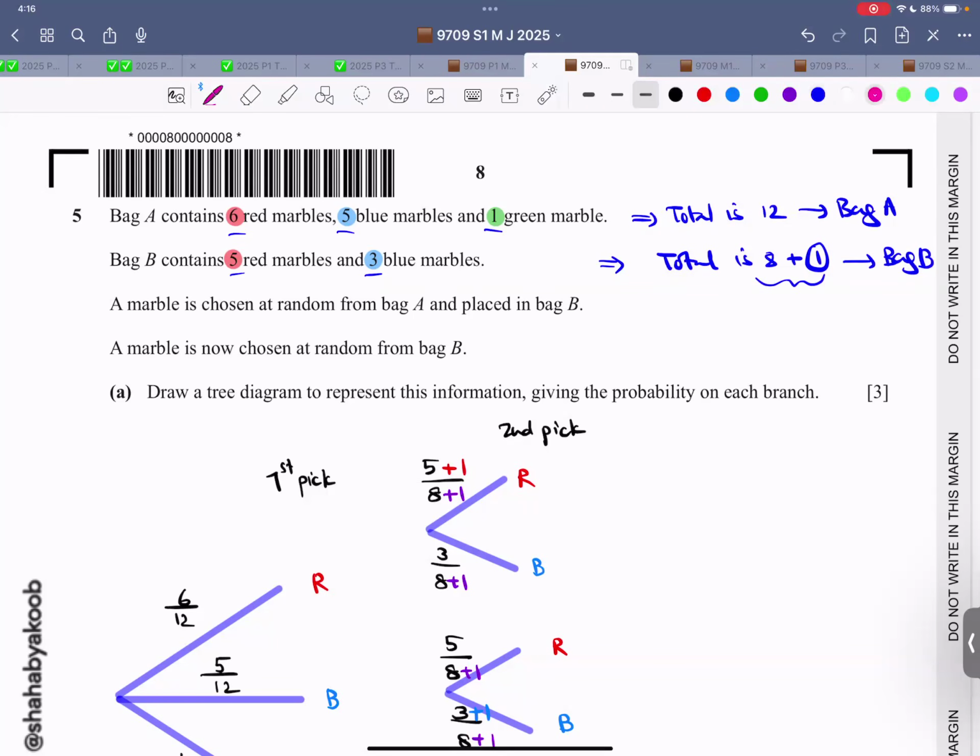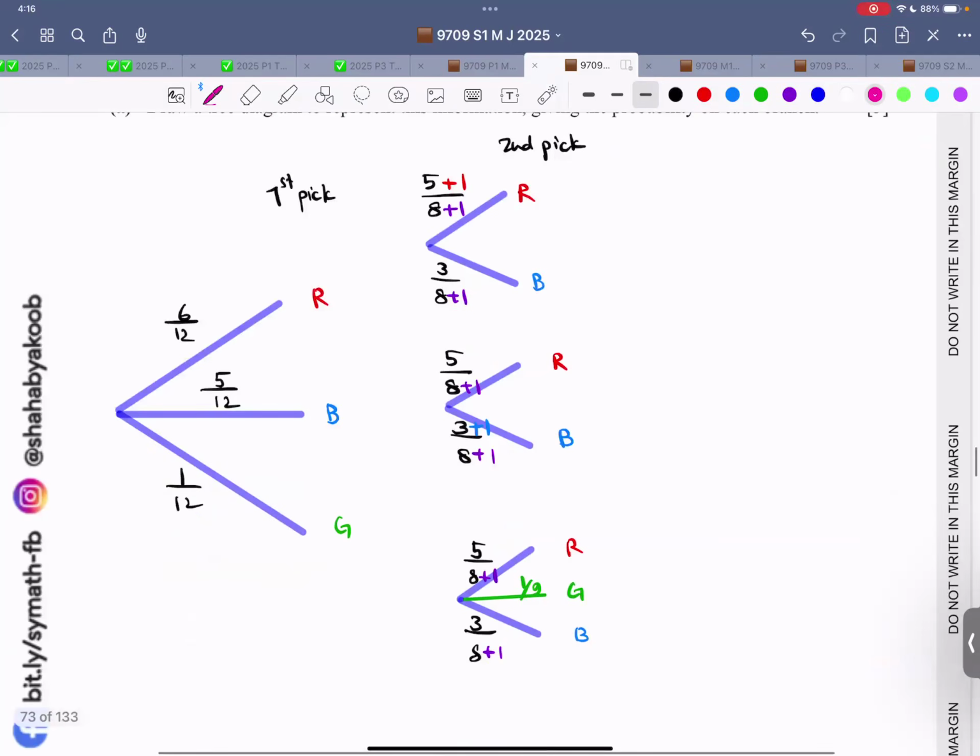Is this all good, all clear? So 8 were there originally. That is this, and this is 8. And then you added 1. So now when you are drawing the tree diagram, you have to be very careful. So this is the first pick. This is the second pick. There were 3 colors. That is red, blue, and green. Do not reduce the probability. This is 6 out of 12, 5 out of 12, 1 out of 12.